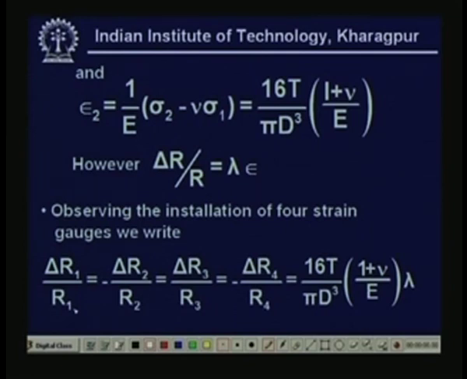So, we have written the equation delta R1 by R1 equal to minus delta R2 by R2 equal to plus delta R3 by R3 equal to minus delta R4 by R4 equal to 16T by pi d cube multiplied by whole 1 plus nu by E into lambda. So, this is pi, please note it is not in the math mode. Actually it is pi like this one.